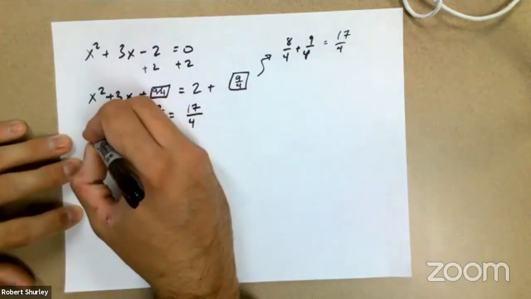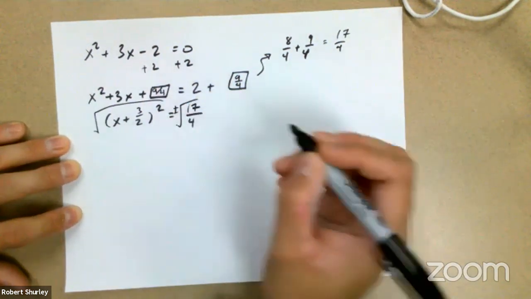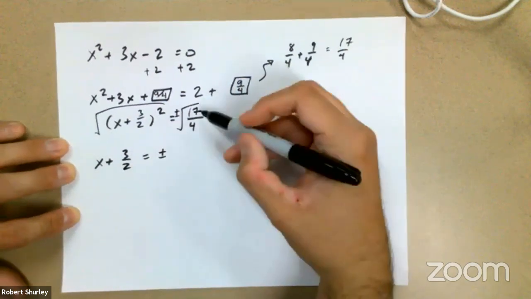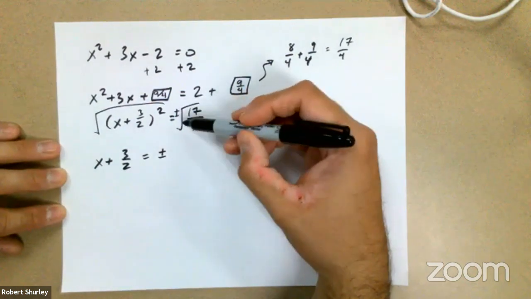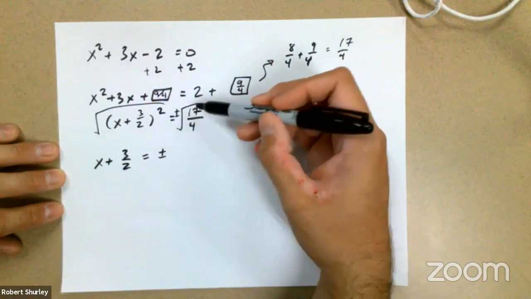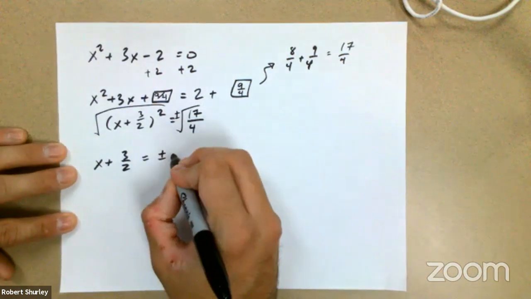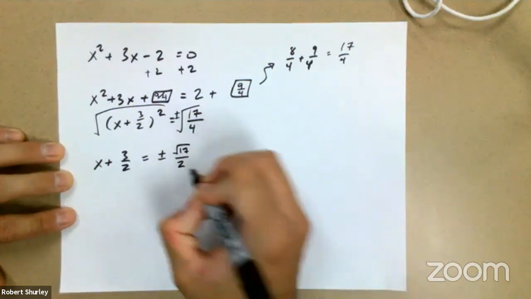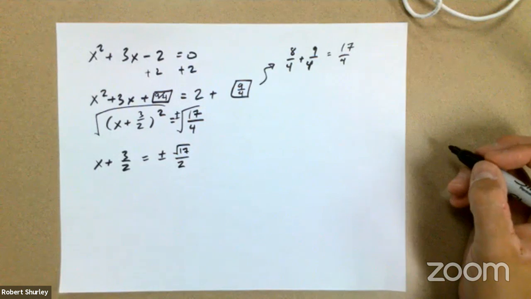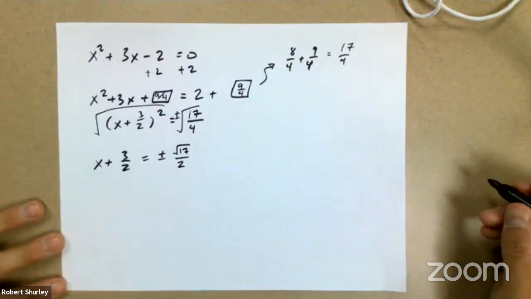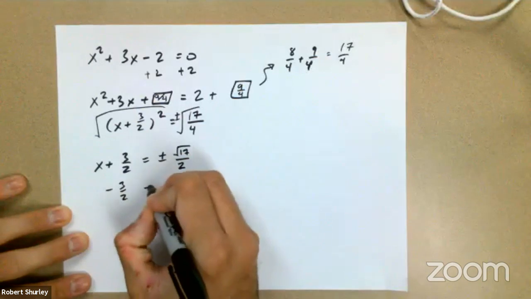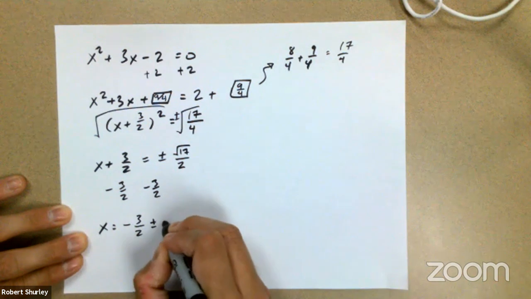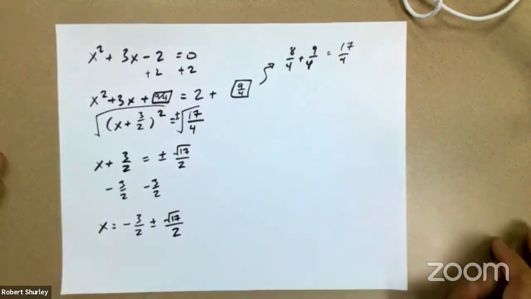So now I'm going to take the square root of both sides. Do not forget the plus or minus. So I get x plus 3/2 equals plus or minus. Now I've got to take the square root of this fraction. If you take the square root of a fraction, you do the top and the bottom. So this winds up being the square root of 17 over, now we can take the square root of 4, that's just 2, right? Can't take the square root of 17. Move the 3/2 over. So you get x equals negative 3/2 plus or minus the square root of 17 over 2.